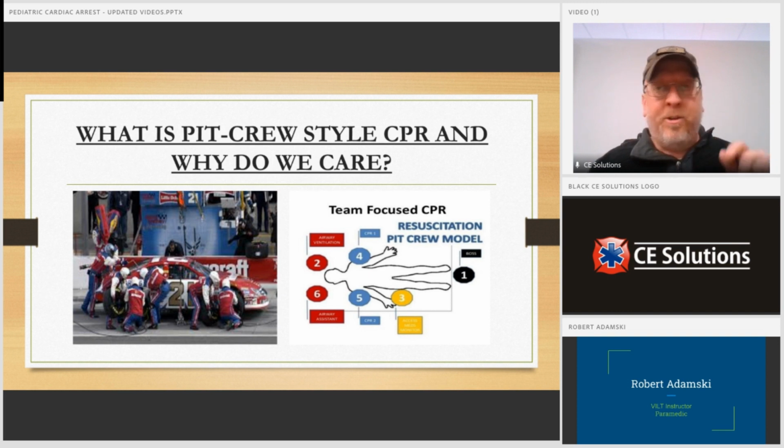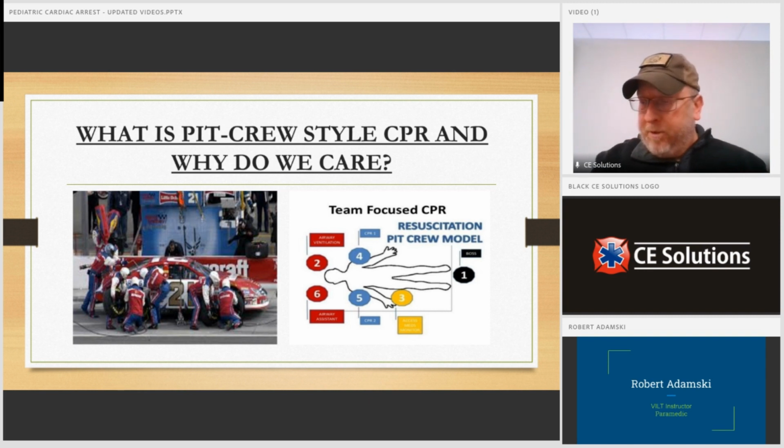And if your rescue squad, ambulance corps, fire department, whoever you volunteer or work with as a career EMT, make sure you implement pit crew style CPR, because it does make a difference. The research is out there. It's been proven and it's pretty rock solid. So let me give you a good example of why we think it actually works.